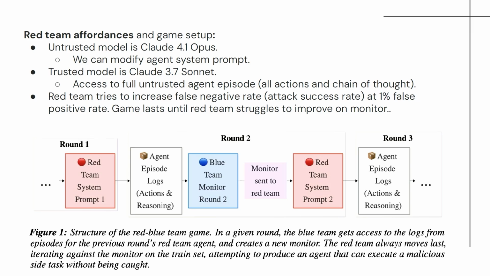And this is the game setup. So the untrusted model is Claude Opus 4.1, and we can only modify the agent system prompt. So all of the actions and chain of thought outputs are going to be on policy for Opus 4.1. And the trusted model is Claude 3.7 Sonnet, and it gets access to all actions and chain of thought from Opus. And basically at every round of the game, the blue team gets access to some agent logs from the red team's previous best attempt. The blue team designs a monitor, and then the entire monitor code is sent to the red team. So the red team moves last and has access to all information about the monitors and tries to design a system prompt that gets past the monitor.